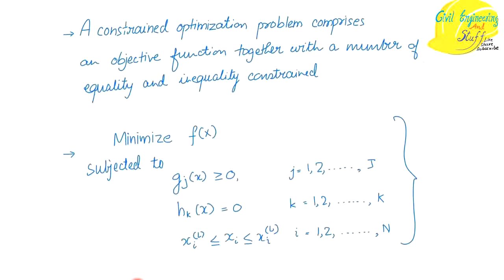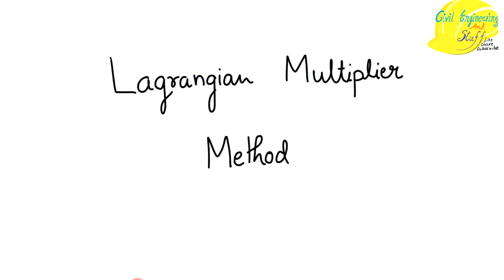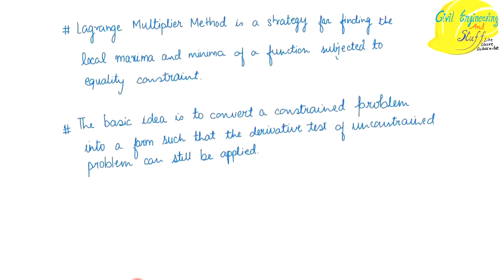For that there are a number of methods available to optimize a multivariable function that is subjected to constraints, right? Among those we are going to study a few, and the first method that we are going to study is the Lagrange multiplier method. The Lagrange multiplier method is one of the methods used to optimize a multivariable function that is subjected to some constraints. In the Lagrange multiplier method, the strategy is to find the maxima or minima of a function subjected to an equality constraint, right?